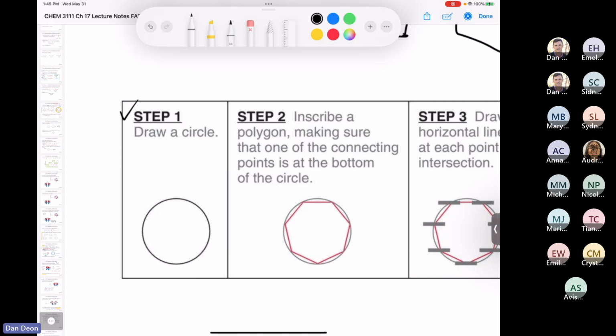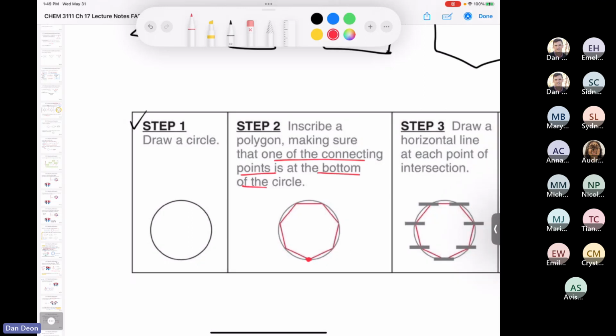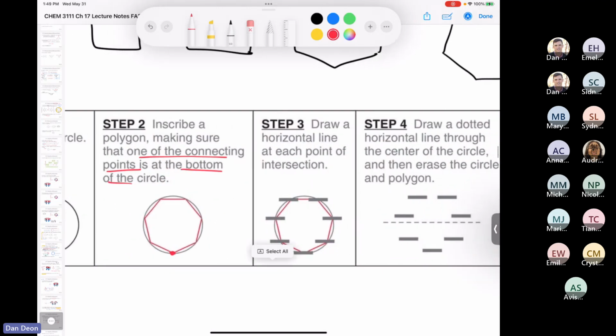Step number 2, you inscribe the polygon. Could be a 3-membered ring. Here they're using a 7-membered ring. But you make sure that one of the points, one of the connecting points, is at the bottom of the circle. So that would be right down here. Then you draw a horizontal line everywhere that your polygon intersects the circle. So here we have a total of 7 points.